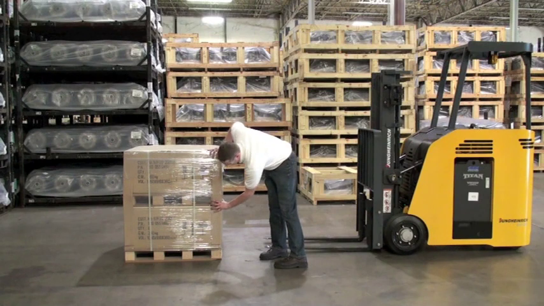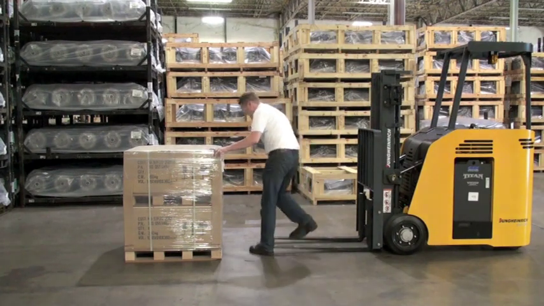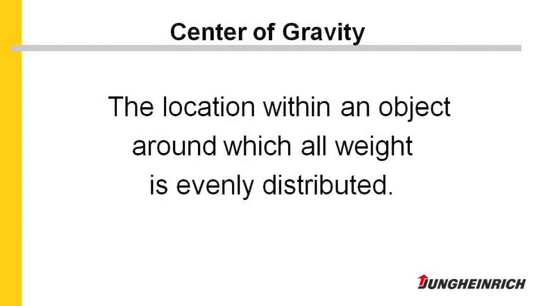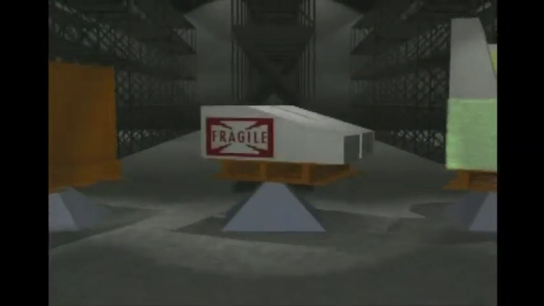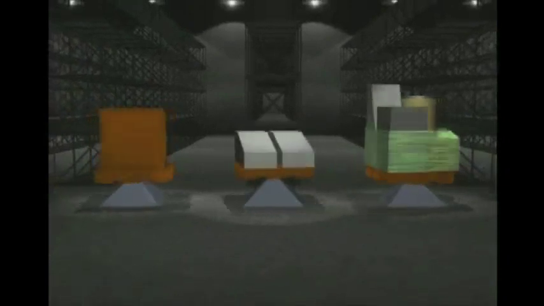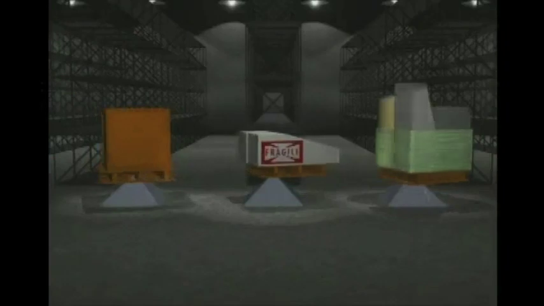Now let's consider the elements of a load. Every load has a center of gravity. The center of gravity is defined as the location within an object around which all weight is evenly distributed. And this definition remains true regardless of the object's shape. These three loads weigh the same, but because they have different shapes, they have different centers of gravity.